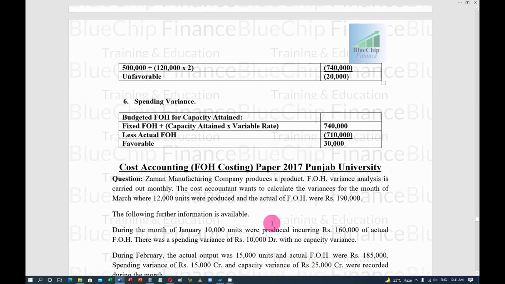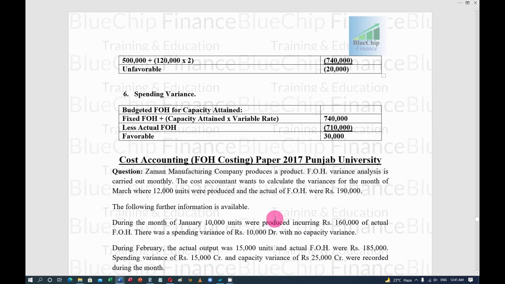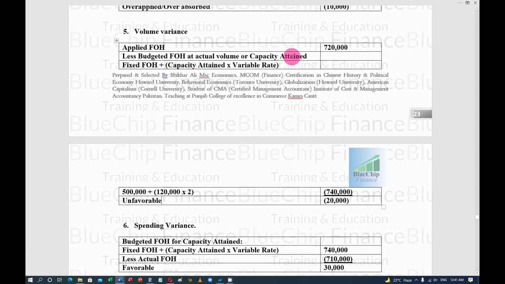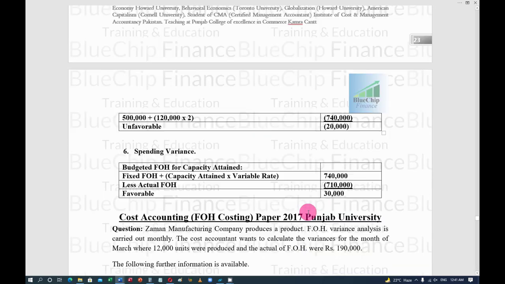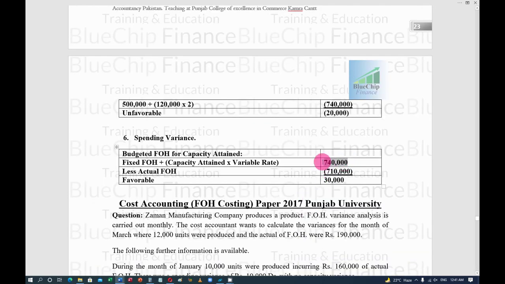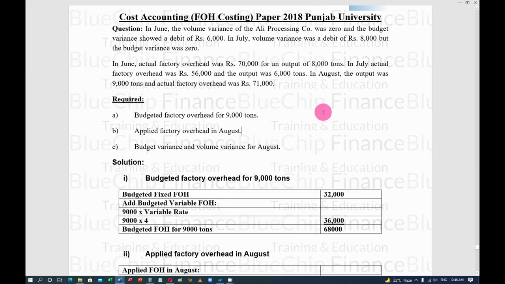Spending variance is your next requirement. It is equal to budgeted FOH for capacity attained. We already calculated 740,000 in the previous calculation. Here budgeted FOH is already calculated, 740,000, less actual FOH, that is 710,000. So it equals 10,000 positive, that is favorable.